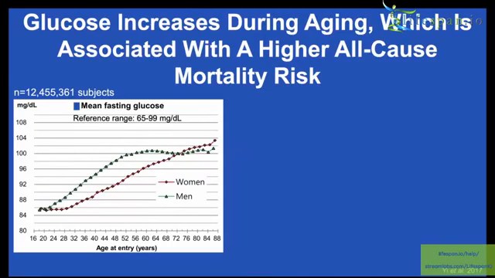So moving forward, glucose increases during aging, and higher levels are associated with an increased mortality risk. So first, starting with how it changes during age. Large study again, 12.5 million subjects.